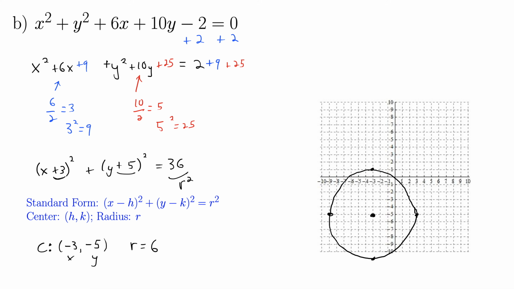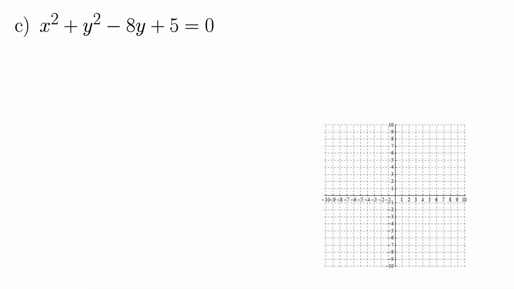Let's try another one. Here we have x² + y² - 8y + 5 = 0. Okay, so this one's a little different because we don't have any linear x term. We don't have any term with just an x. We have our x squared, but we're missing all the other x terms, and that's okay. So let's just rewrite this a little bit. x² + y² - 8y. I'm going to move that 5 to the other side by subtracting 5 from both sides. So that gives us -5 over here.